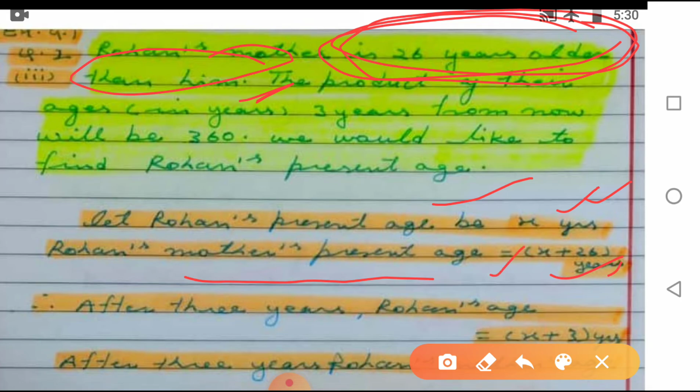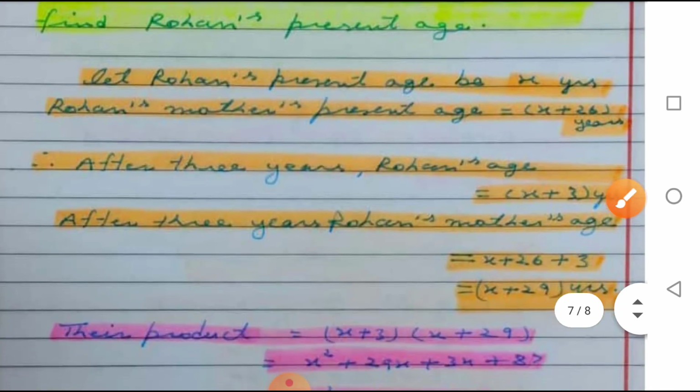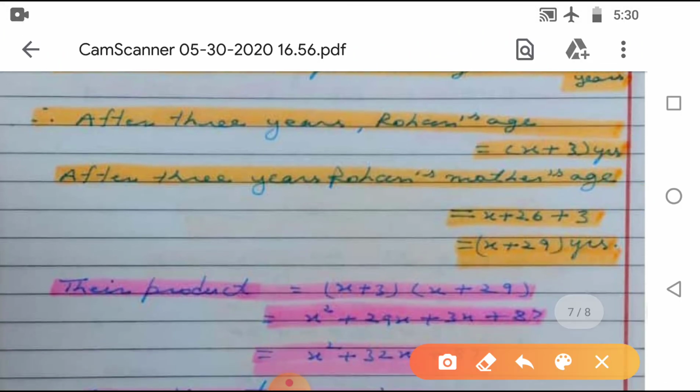Now, he is saying 3 years from now, it means after 3 years. So, after 3 years, Rohan's age will be x plus 3, because of the present. And after 3 years Rohan's mother's age will be what? X plus 26 is the present age, and we have to add 3 to that. So, x plus 26 plus 3 becomes x plus 29. So, after 3 years Rohan's age is x plus 3 years, and Rohan's mother's age is x plus 29 years.